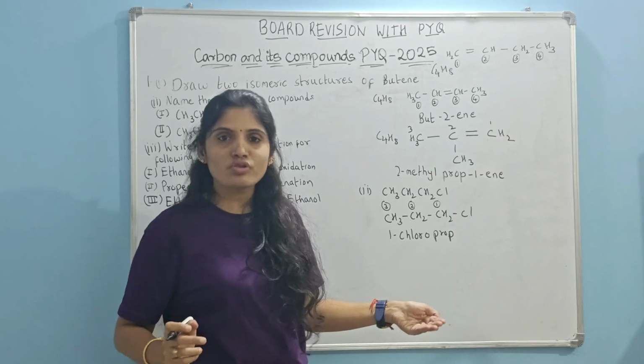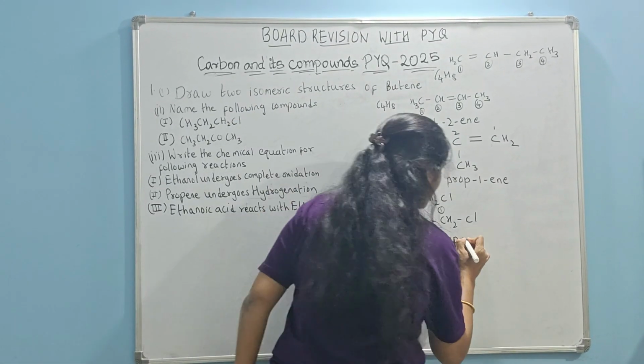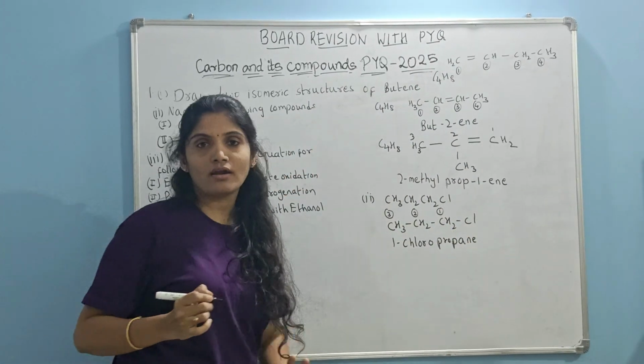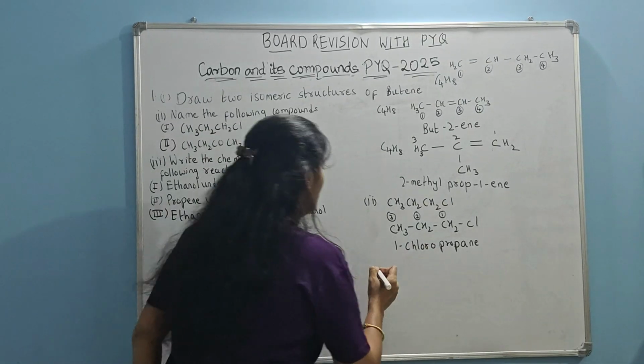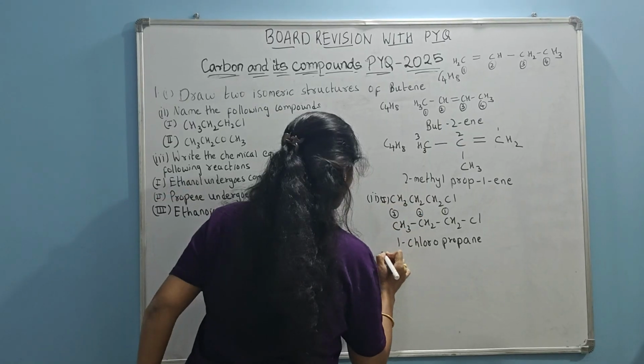When there is no unsaturation, what should I call it? This is a saturated compound, so I will end it with -ane. So what is the name of the compound? 1-chloropropane. Let us see the next compound here. This is the first question, let me do the second question.